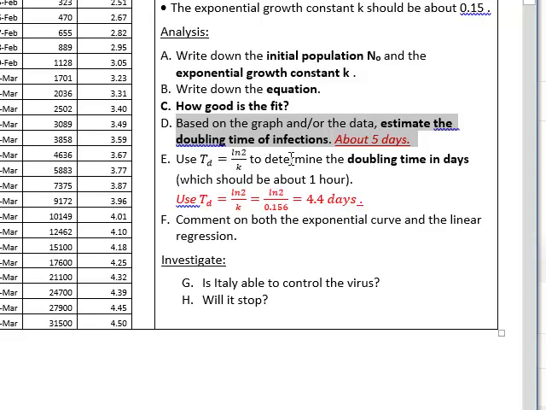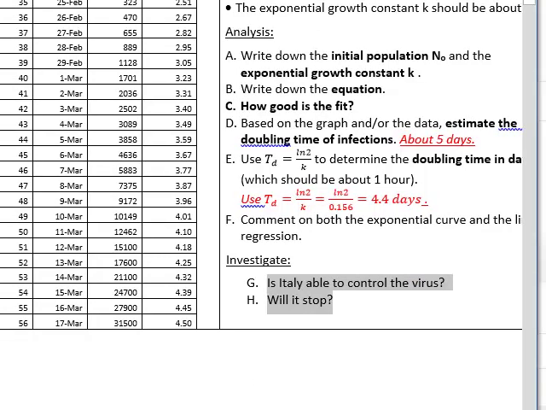Use this equation to determine the doubling time in days, which again, when we do this carefully, we come up with 4.4 days. Comment on both exponential curve and the linear regression. And I'm not going to answer these questions here, they're just too sensitive. Is Italy able to control the virus? Well, we certainly hope so. Will it stop? Well, we certainly hope so. So I guess to a certain extent I did answer them.